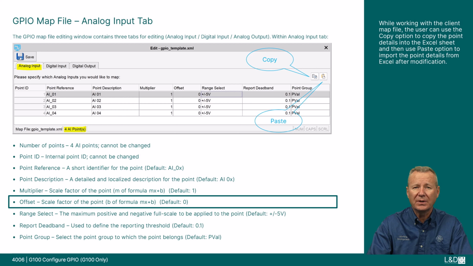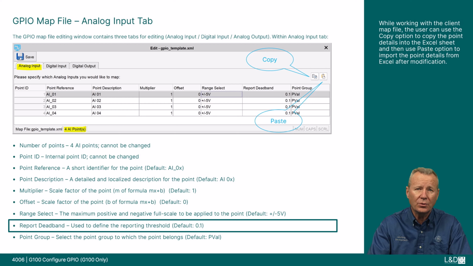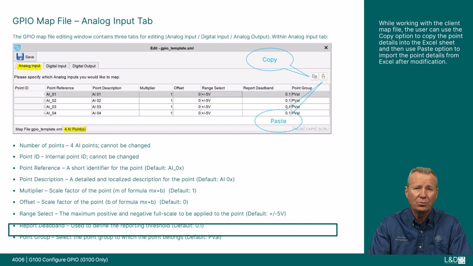Report deadband. This is used to define the reporting threshold. The value is in percent of the full scale. The range is between 0 to 100. The default value is 0.1. Voltage input deadband calculation equals 5 * Configured_deadband_value/100 in volts. Current input deadband calculation equals 20 * Configured_deadband_value/100 in milliamps.